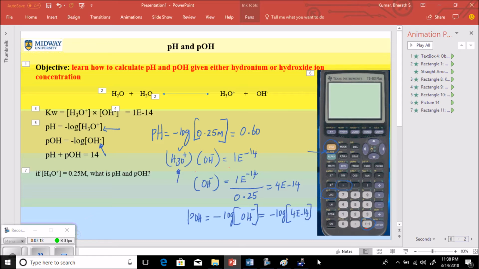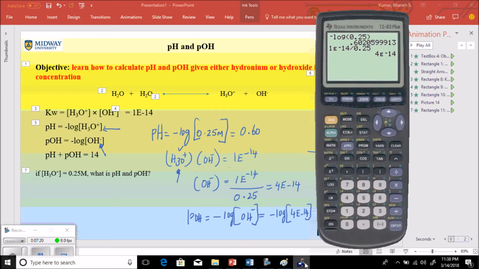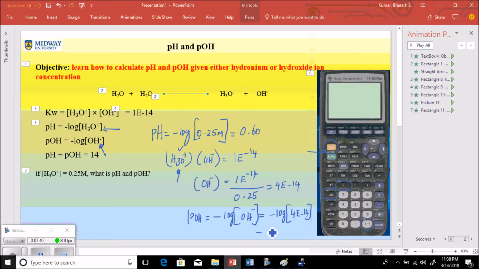So let's bring this calculator back up. Alright, so you hit this negative once, hit the log button once, and then you can manually enter this value, or hit second and hit the negative one more time. That's your answer, which you probably have used in your other classes. So it's 13.37. Good deal. That's it.